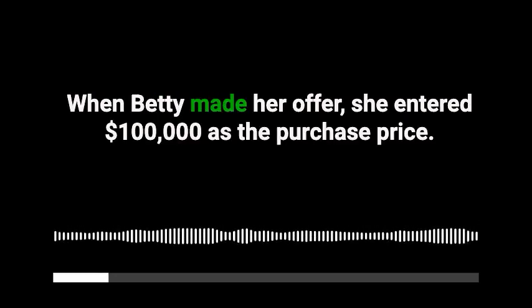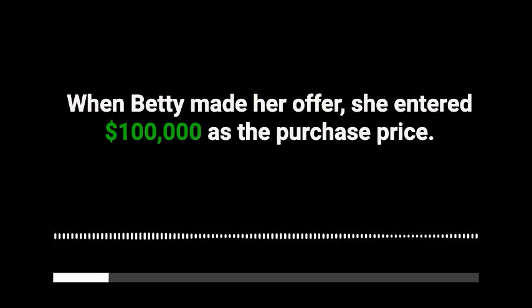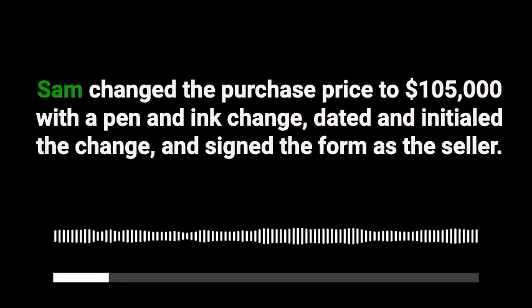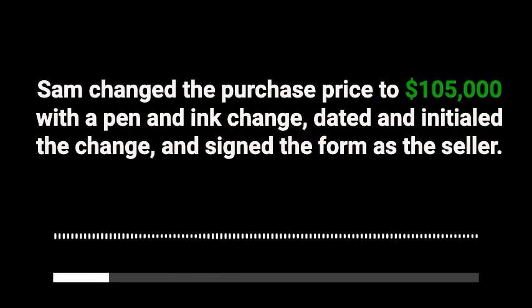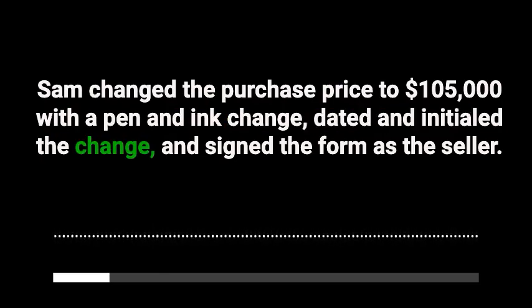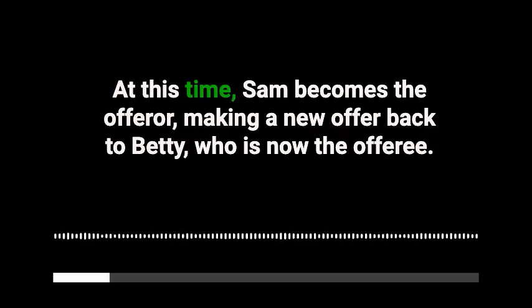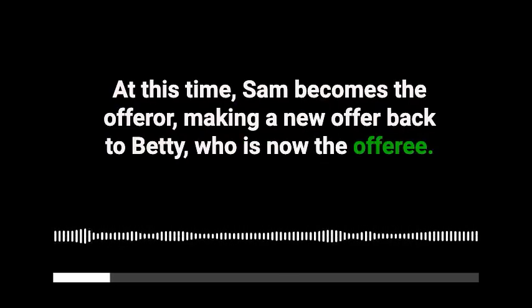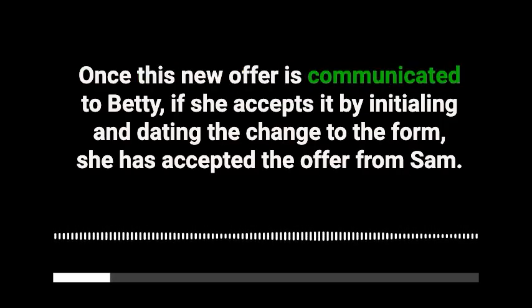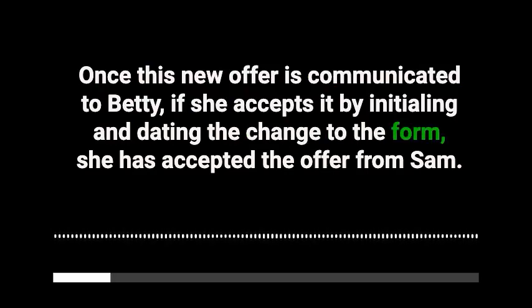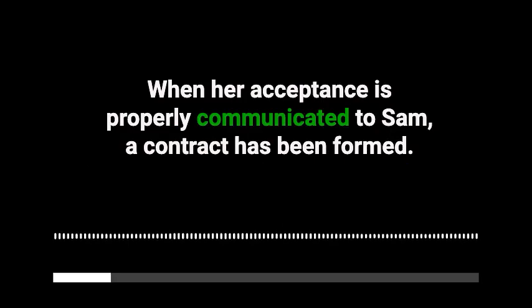Example: when Betty made her offer, she entered $100,000 as the purchase price. Sam changed the purchase price to $105,000 with a pen and ink change, dated and initialed the change, and signed the form as the seller. At this time, Sam becomes the offeror, making a new offer back to Betty, who is now the offeree. Once this new offer is communicated to Betty, if she accepts it by initialing and dating the change to the form, she has accepted the offer from Sam. When her acceptance is properly communicated to Sam, a contract has been formed.